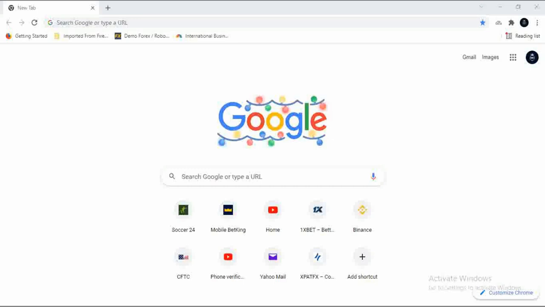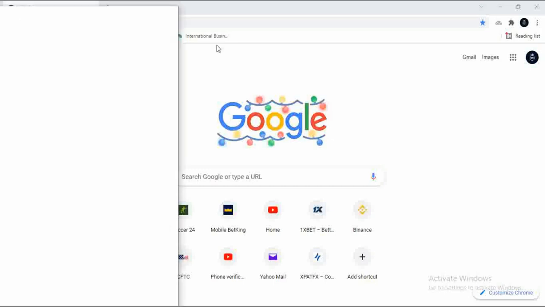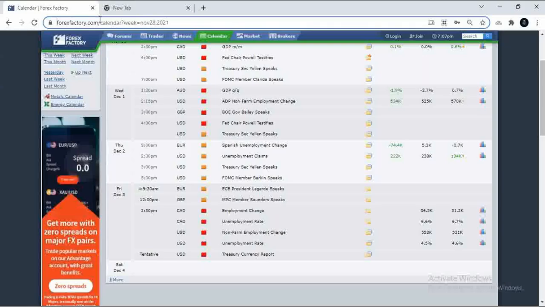What I want to do first, before starting my trading day, is three things. Number 1, I go over to the Forex Factory calendar and check for the current day. Today is Friday.